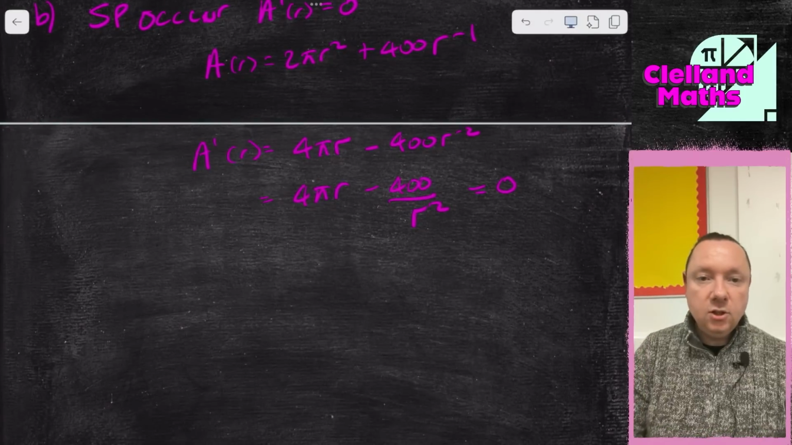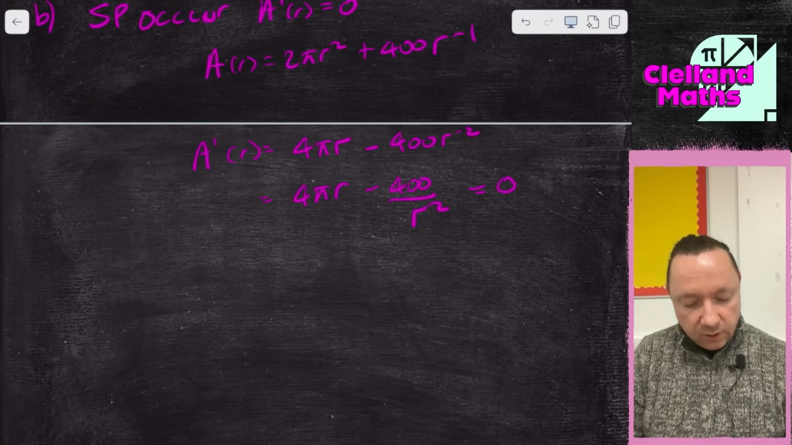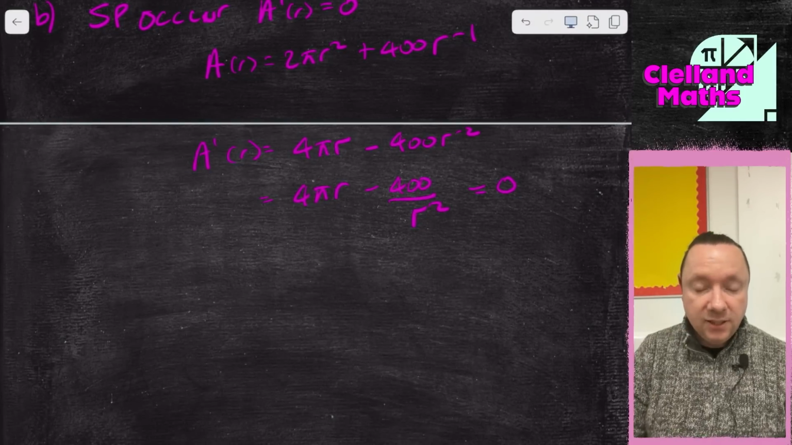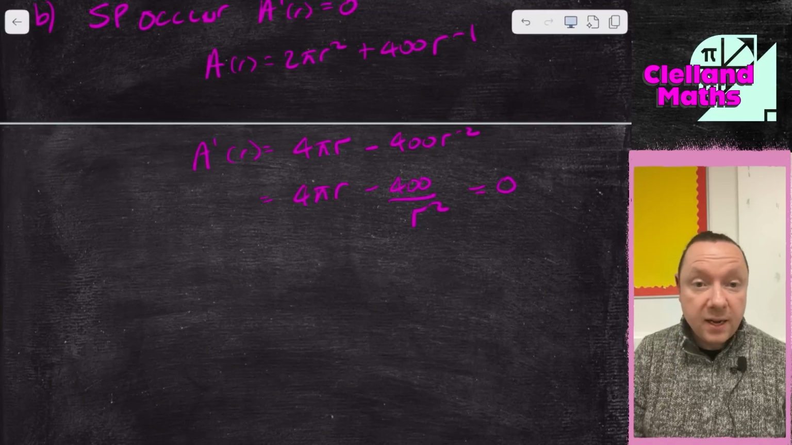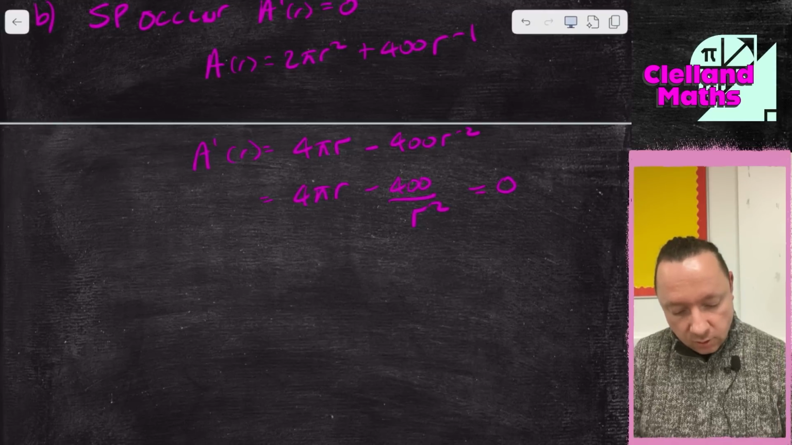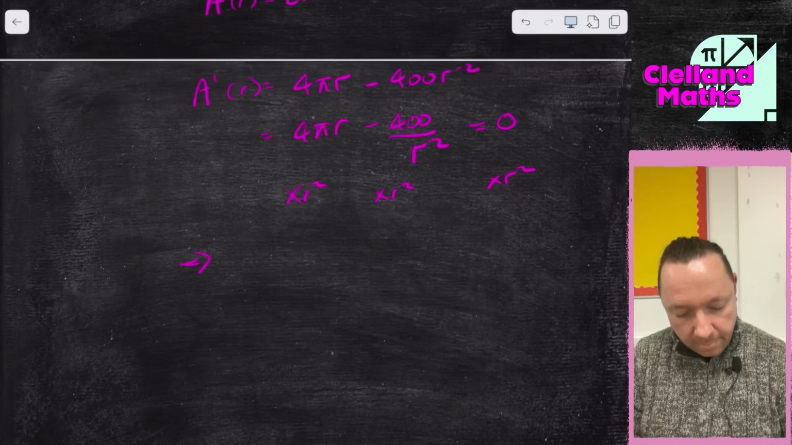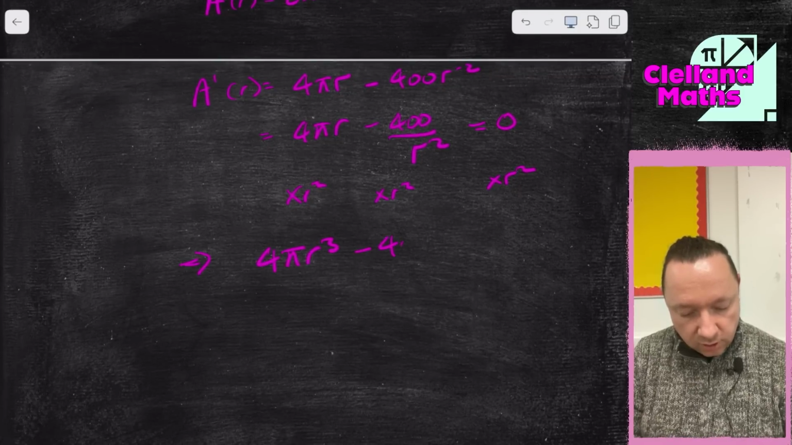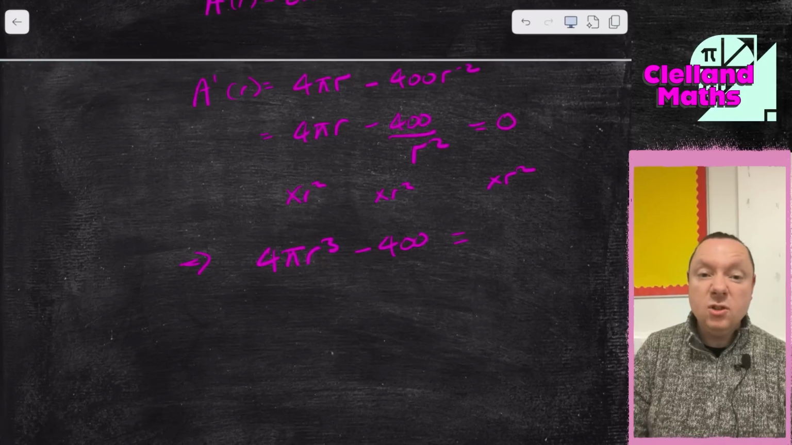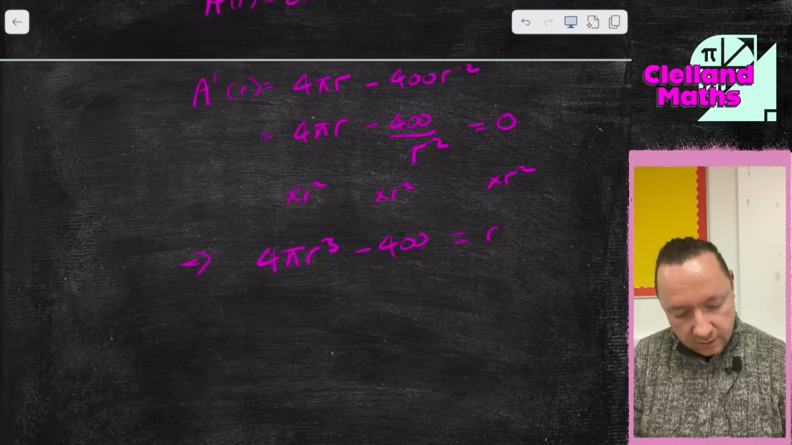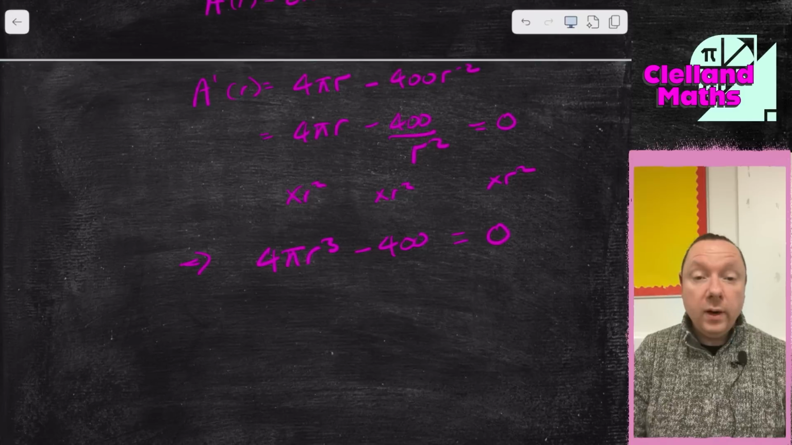So there's a couple of ways you can do this. You can make a common denominator, or times everything by r squared, which is what I'm going to do. So timesing through by r squared, I'll times that by r squared, and that by r squared. So that gives me 4 pi r cubed minus 400, because the r squareds disappear, equals 0 still, because 0 times anything is 0. And now that's just an equation to solve.